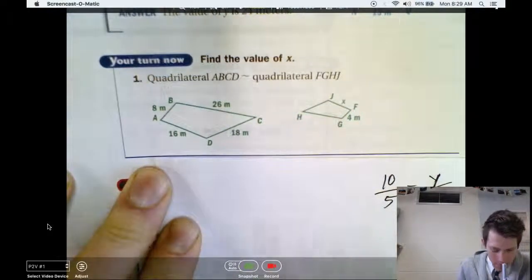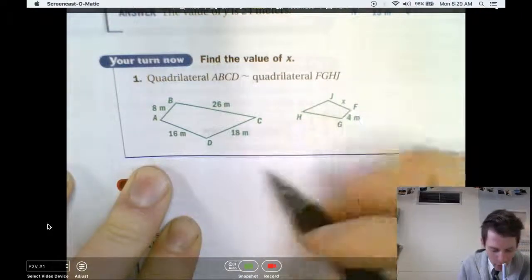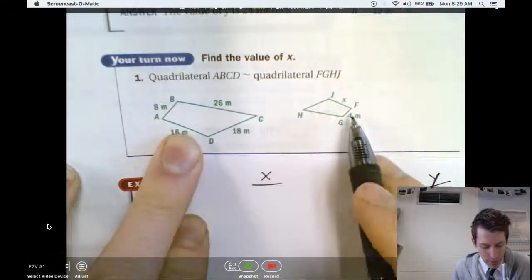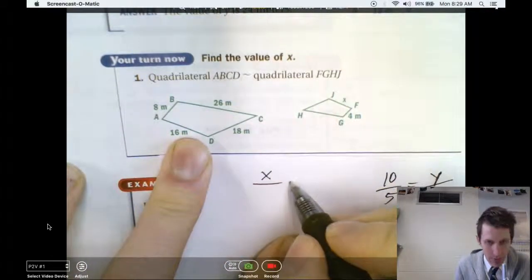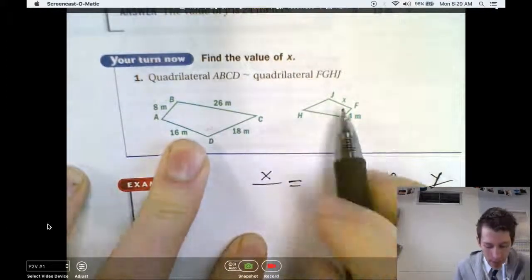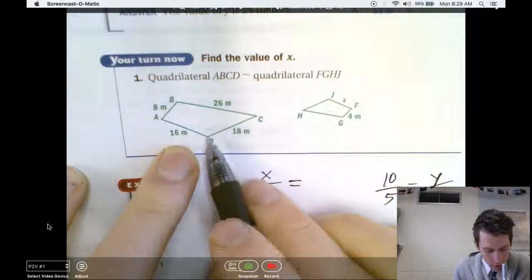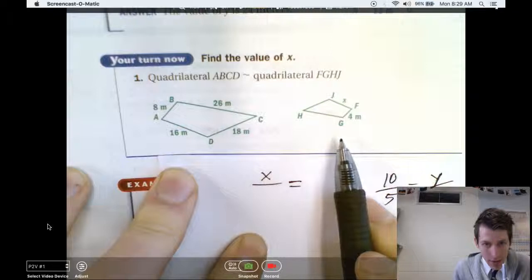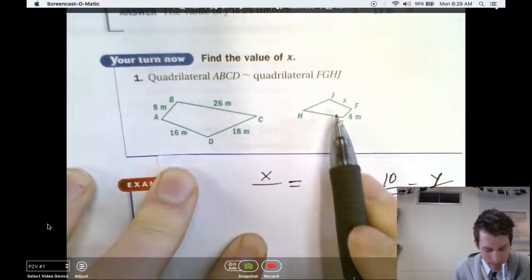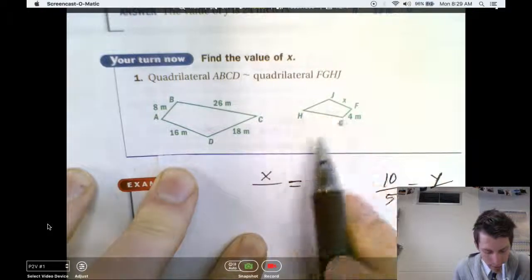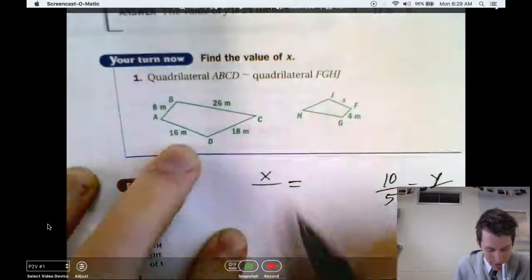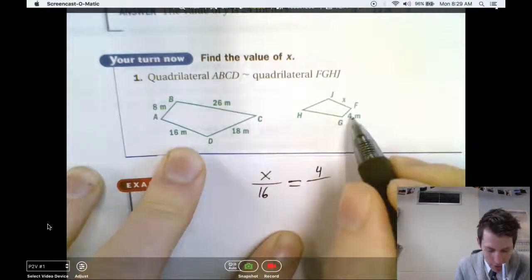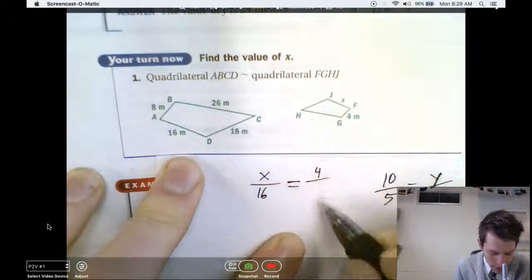So let's do it this way. Let's say x over, and it doesn't matter which side you start with. You can start with the big to small or small to big, as long as you keep it the same on both sides of this equal sign. Okay? So x over, what's the corresponding side over here? It looks like the corresponding side, this is the second smallest side, is going to be this, 16. So x over 16 should be the same as 4, the smallest here, over the smallest here, 8.